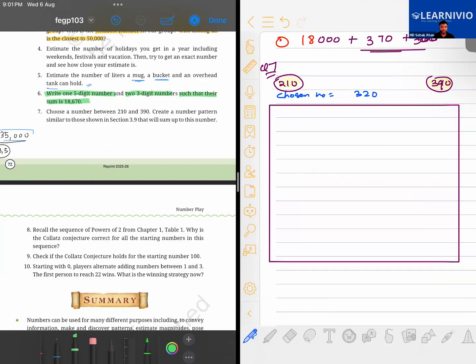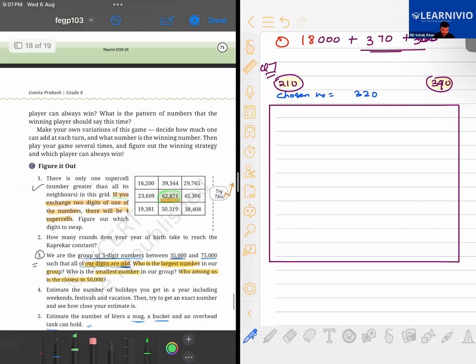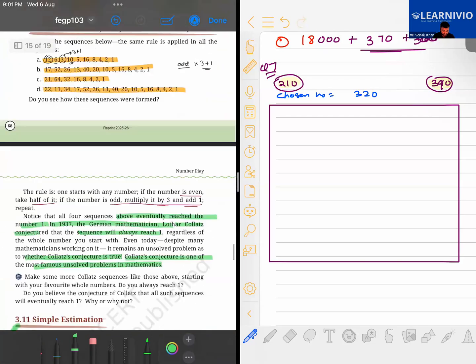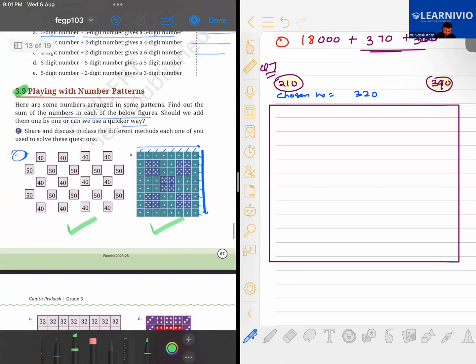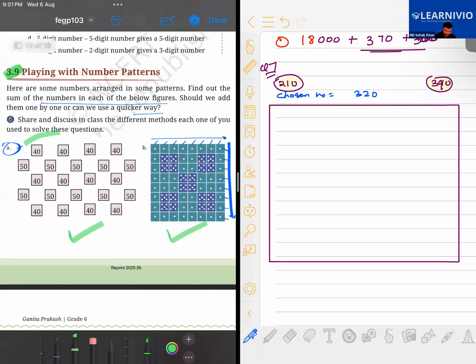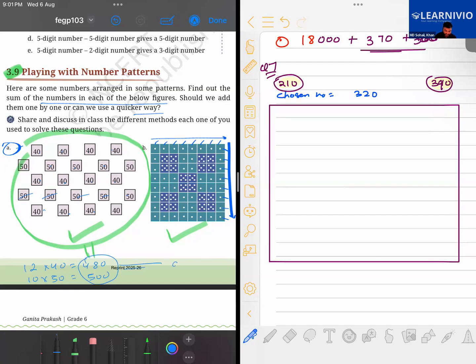Now this number 320, if you were to observe the pattern in section 3.9 here, there will be the sum of all these numbers. It will be something like, how many 40s are there? 1, 2, 3, 4, 5, 6, 7, 8, 9, 10, 11, 12. So 12 times 40 is equal to 480, right? And there should be 10 50s here. 1, 2, 3, 4, 5, 6, 7, 8, 9 and 10. So 10 times 50 is equal to 500. So 500 plus 480 is equal to 980 now.